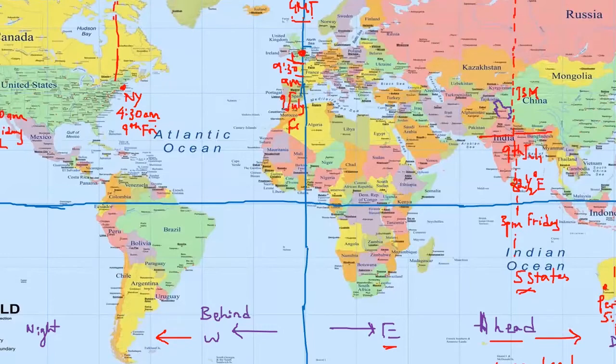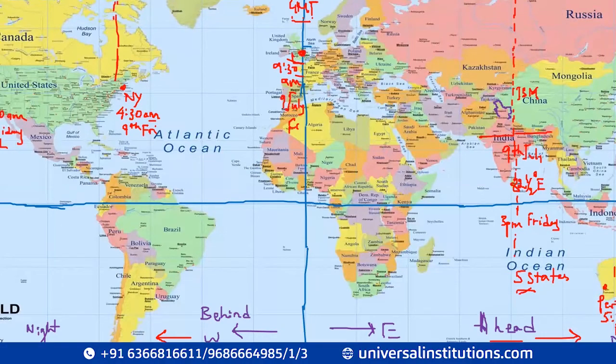This is 0 degree, the prime meridian. What is 180? 180 is here, opposite. I'll mark 180 also with a line, here in the Pacific Ocean. How many of you agree that the Pacific Ocean will have 180? The line will come in the Pacific Ocean. Here the time is 9:30 p.m. 12-hour difference. I have written 9:30 p.m.